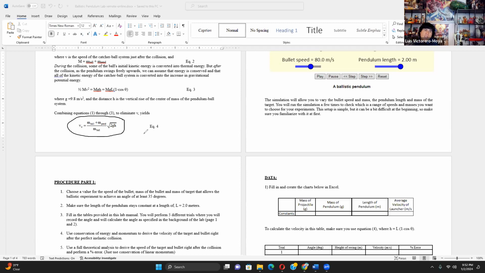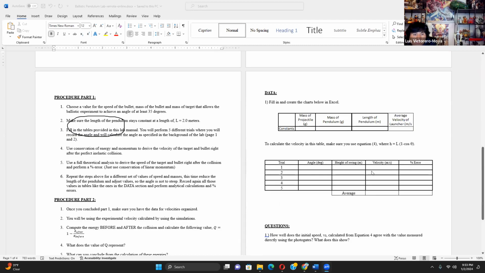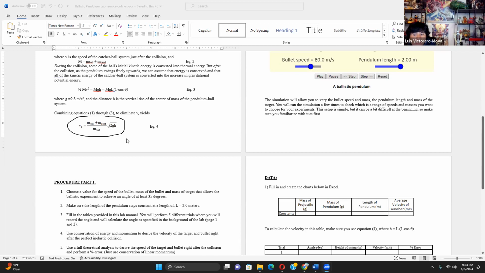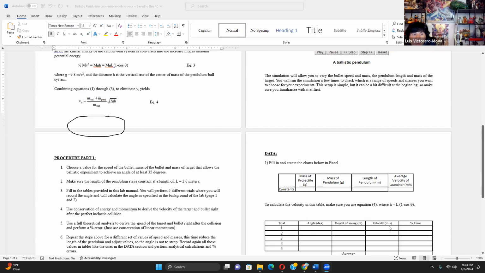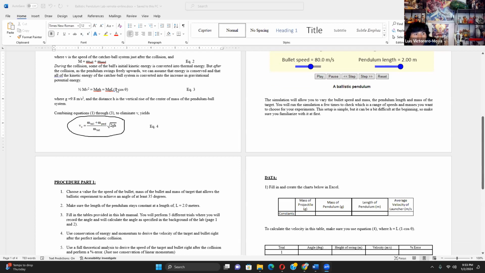Now, if you were in the lab, the experiment would probably be a bit more interesting because you can actually collect data to find the velocity of the bullet before the collision. Here, we cannot do that. So we give you the speed of the bullet, and what you're going to do is find the velocity using this equation, and then you're going to compare it by using the conservation of momentum. All right.